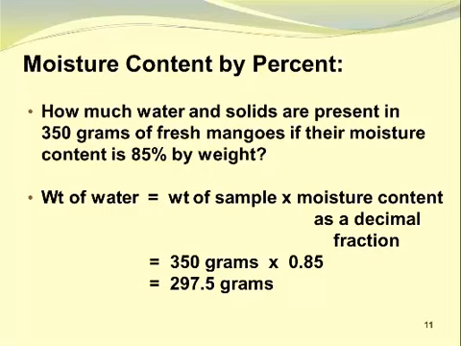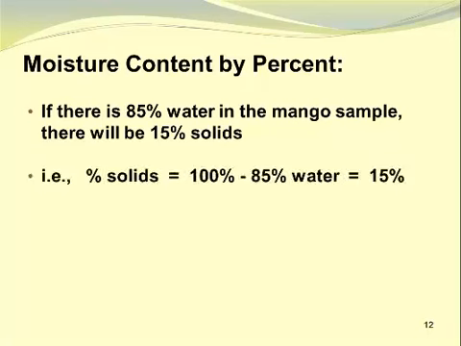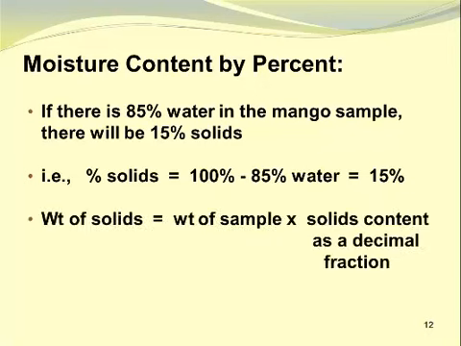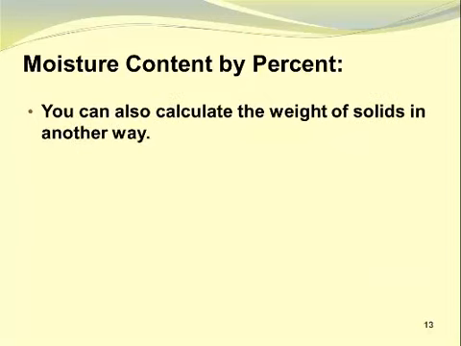297.5 grams of water. If there is 85% water in the mango sample, there will be 15% solids, and we got that by this relationship. We take 100% minus 85% water, which gives us 15% solids. So the weight of solids will be the weight of the sample times the solids content as a decimal fraction. Take 350 grams times 0.15, and that gives us 52.5 grams of solids present in that sample.